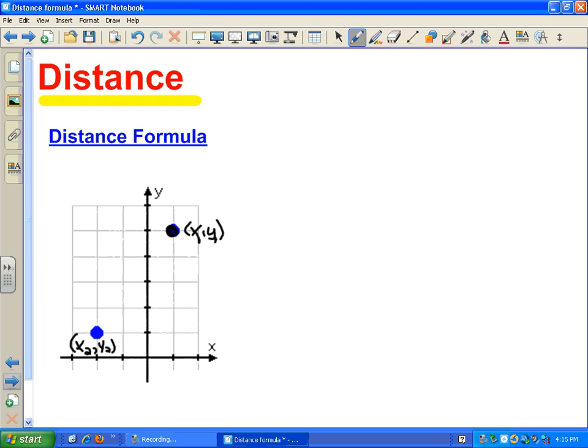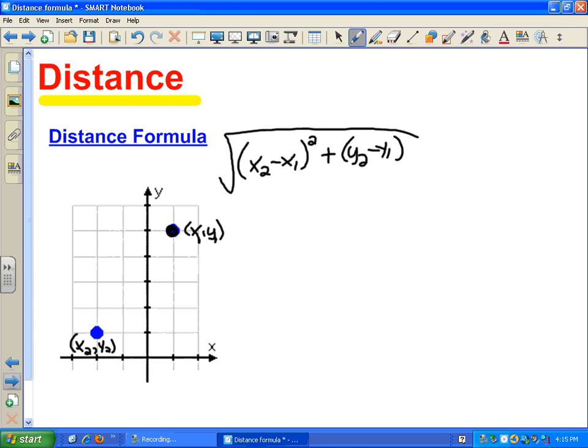In order for me to find the distance, we have this formula which says take the big square root of x2 minus x1, square it, and then add y2 minus y1 and square that. So that's how we can find the distance. Let's use the problem here, and let's find the distance between those 2 points.